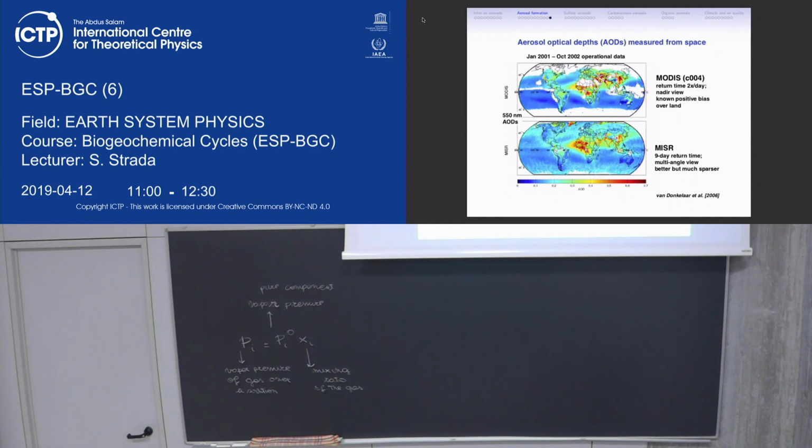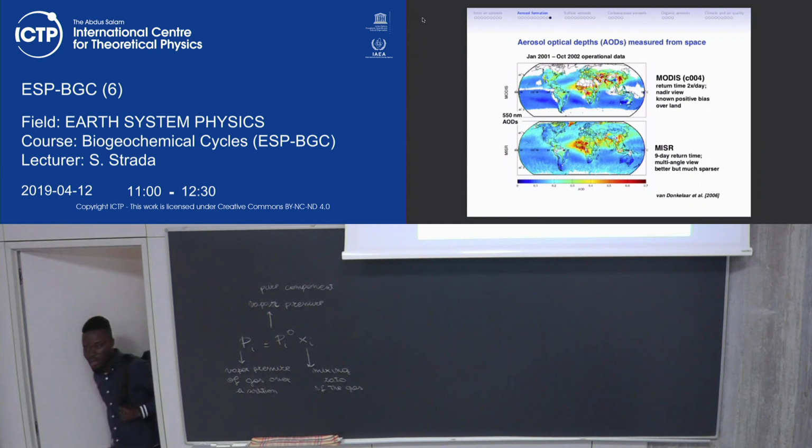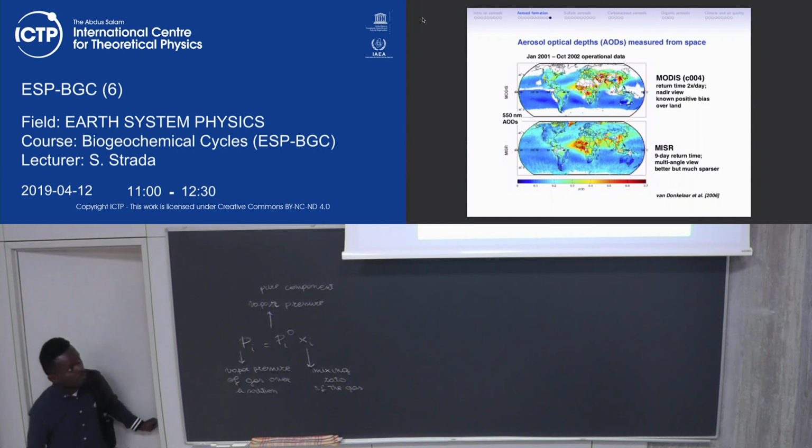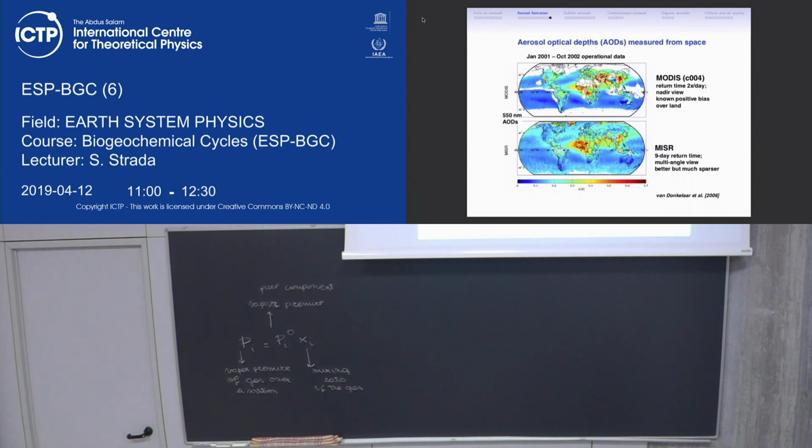Instead, MISR takes 9 days to cover the globe. However, it provides a multi-angle view, so it provides much sparser information. But for example, if MISR just flew close to a fire that you want to study, it may provide you better information due to this multi-angle view. So inside the family of passive systems, you may prefer one to another depending on what you want to study.